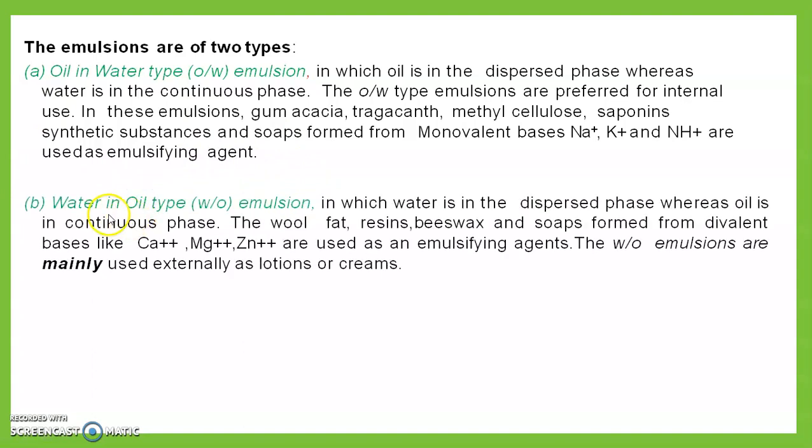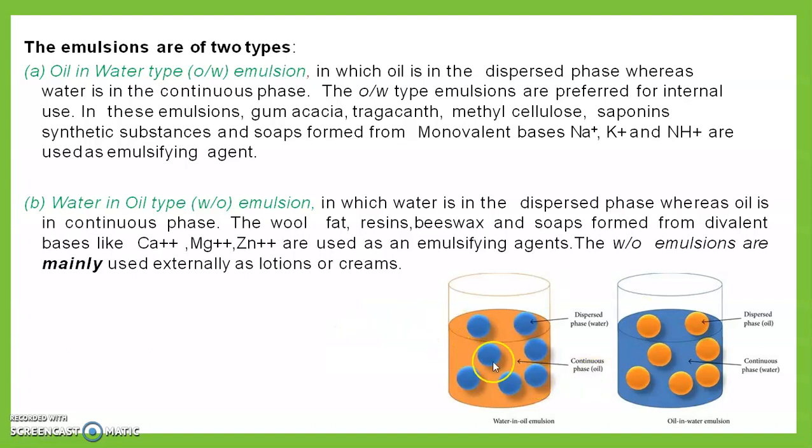The next type is water in oil type, that is W/O. Here W comes first, so water is the dispersed phase, and O is the second, the continuous phase. In this type, water is the dispersed phase, whereas oil is the continuous phase. Wool fat, resin, beeswax, and soaps from divalent bases are used as emulsifying agents. W/O emulsions are mainly used externally as lotions or in the form of creams.